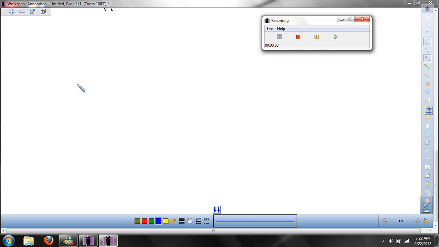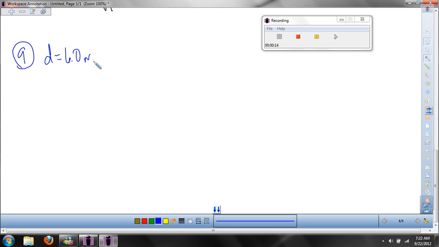Okay, so let's look at number 9. Number 9 says that from a bedroom window, a girl drops a water balloon to the ground below, which is 6 meters. And it was released from rest. And so we want to know how long is the balloon in the air.